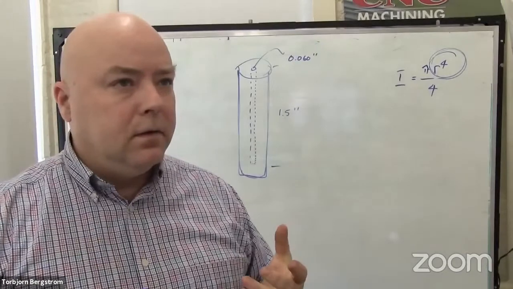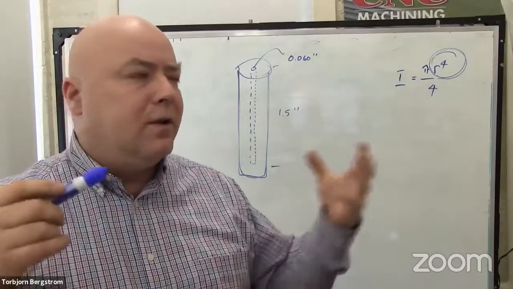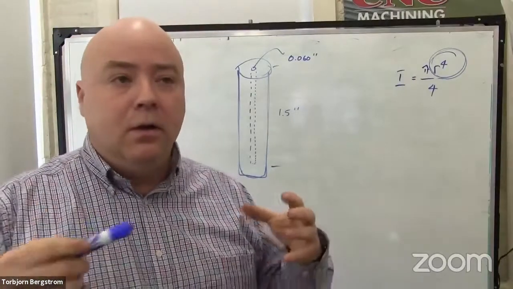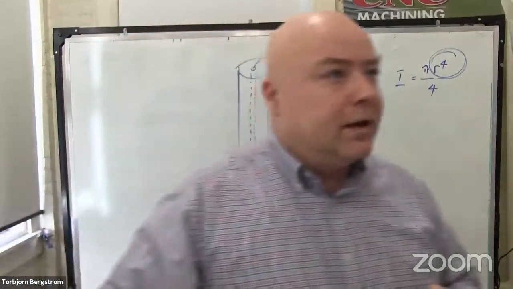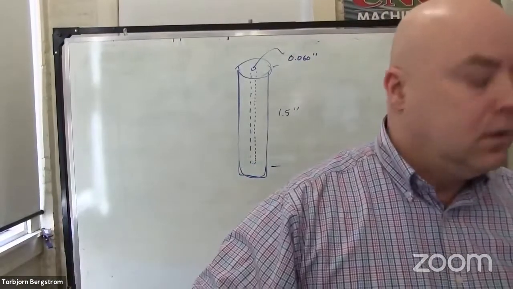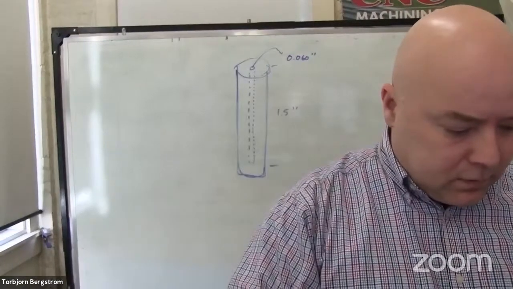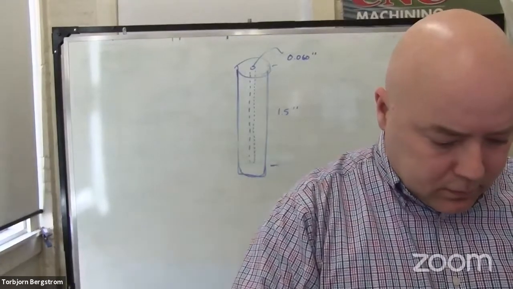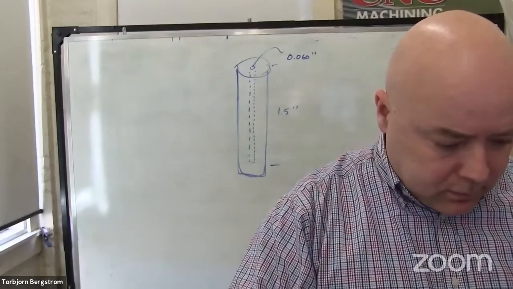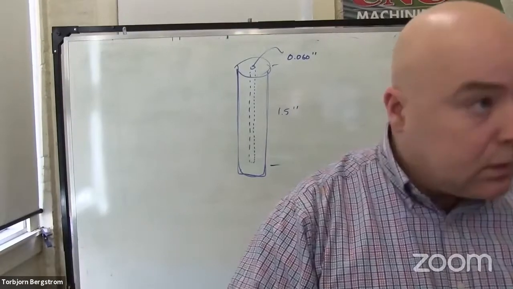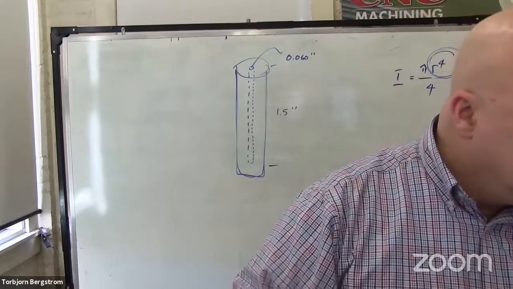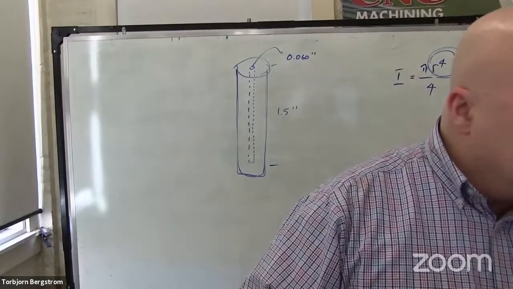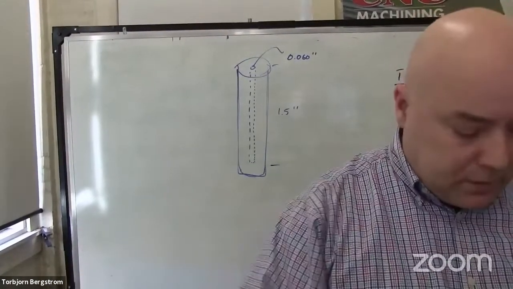Now, if you want to know what's a good rule of thumb for a length to diameter ratio for a drilled hole, you could ask Google. Drilled hole length to diameter. How about rule of thumb?